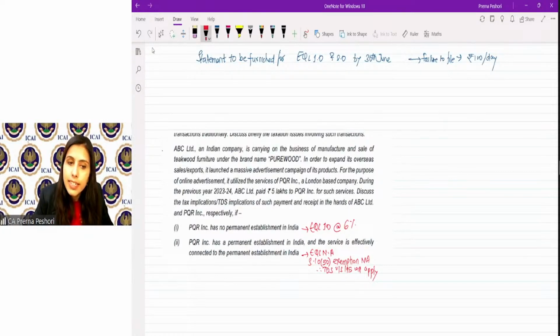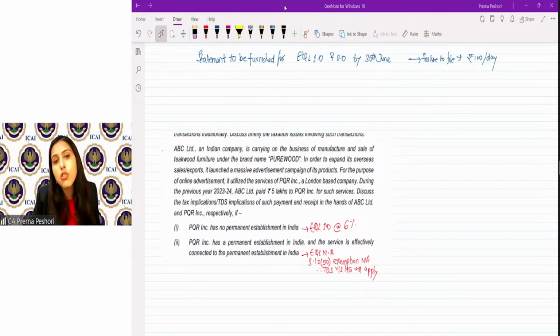Are we clear? Yes, Namrata. Yes, Mansha. Yes, Viraj. Correct. Fine. When there is a PE of the non-resident in India, then equalization levy 1.0 will not be applicable, and in that case, you will have the normal TDS obligation. Okay, let's solve the next question.